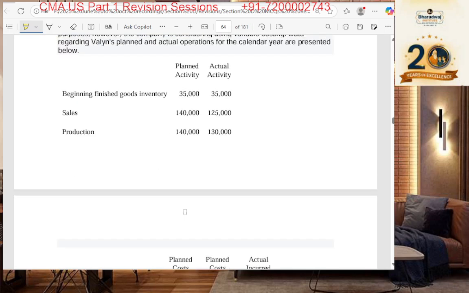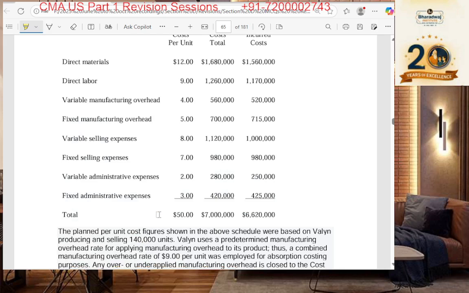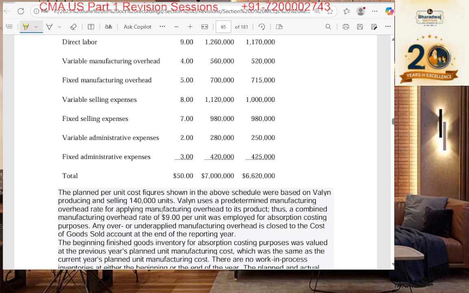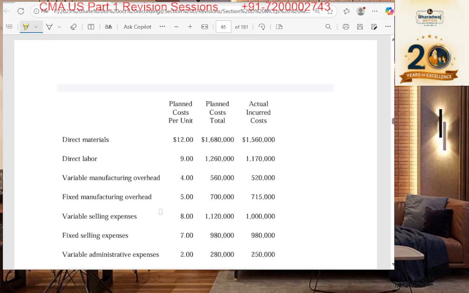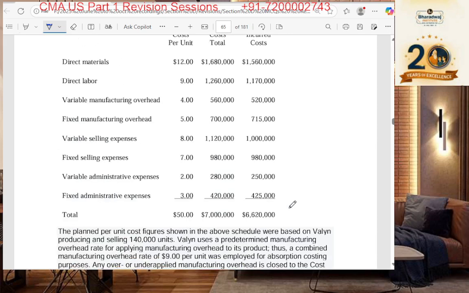Then 149. Same question. Actual manufacturing contribution margin. What is the selling price? 70 given. They asked you to work out the actual variable manufacturing contribution margin.